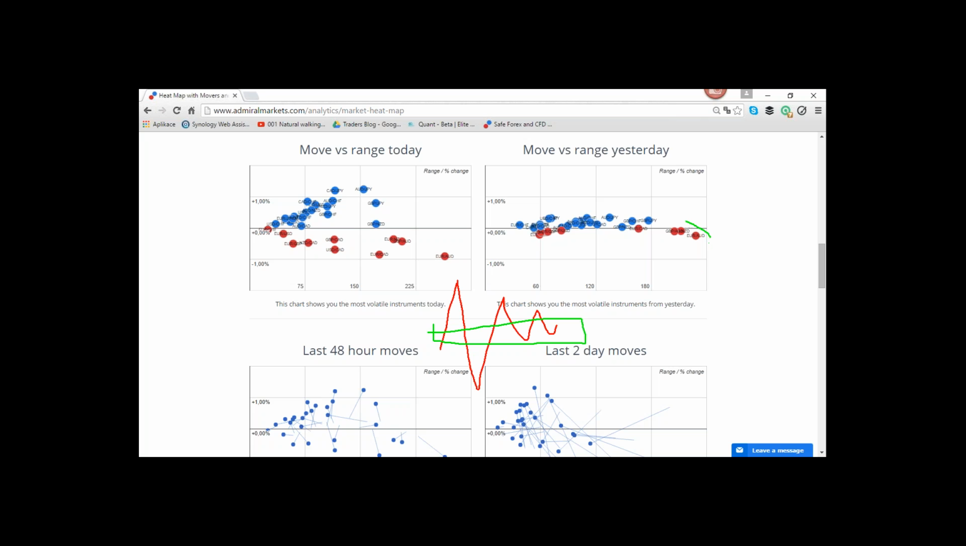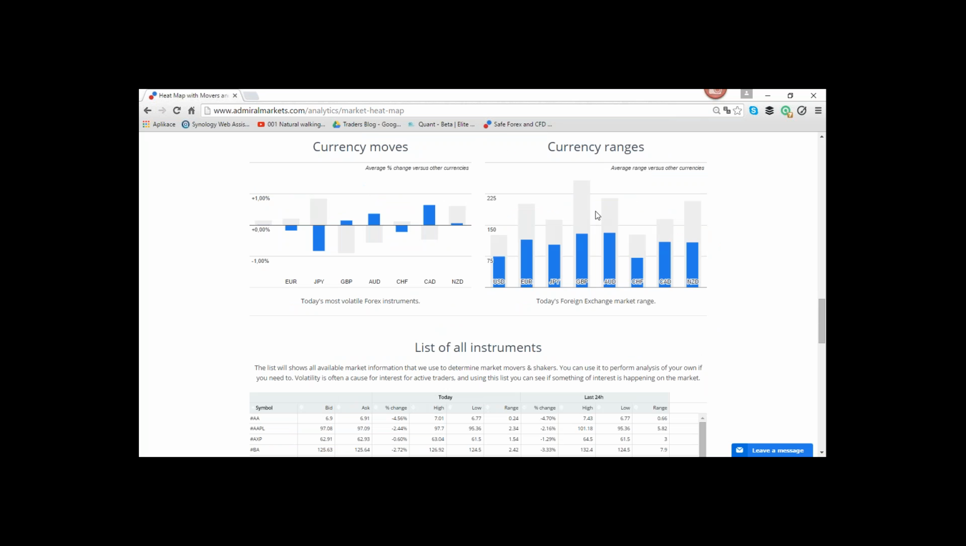But we did have a lot of volatility on the usuals here, which is the euro odd, pound New Zealand, and a lot of pound pairs, in fact. Pound, definitely the number one. All right, good to know.